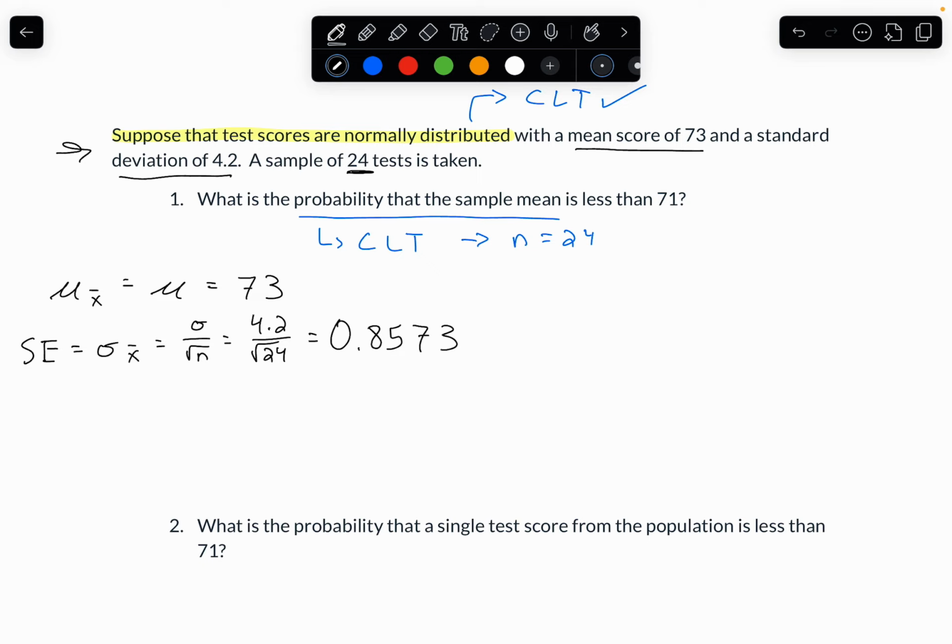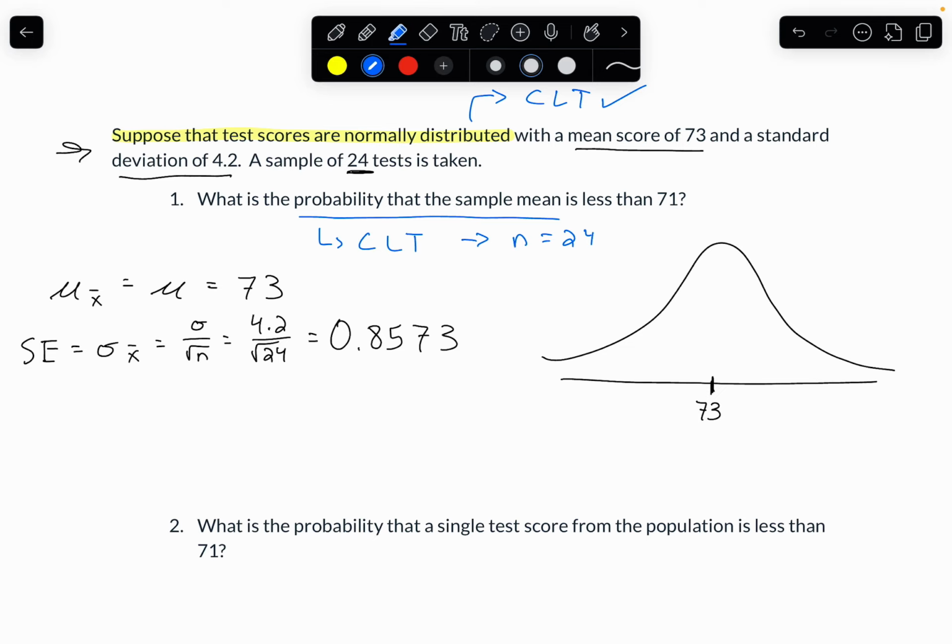So the central limit theorem says we get to assume that the sampling distribution of x bar is approximately normally distributed. That's the main point of it. The mean of our distribution, we said, was 73. So the mean right here is 73. We would like to find the probability that our sample mean is less than 71. 71 is going to sit somewhere over here on the left. And if we're looking for the probability that the sample mean is less than that value, we are looking for the area to the left here.